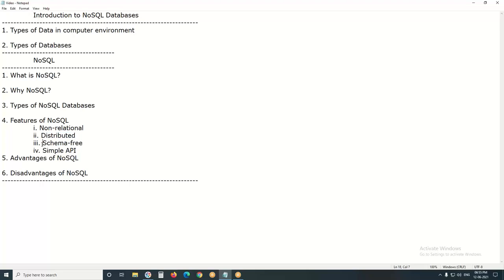Next, schema-free. NoSQL databases are either schema-free or have relaxed schemas, and they do not require any sort of definition of the schema of the data. Next, simple API, application programming interface. APIs allow low-level data manipulation and selection methods. Web-enabled databases run as internet-facing services, and NoSQL databases mostly use no standard-based query language.